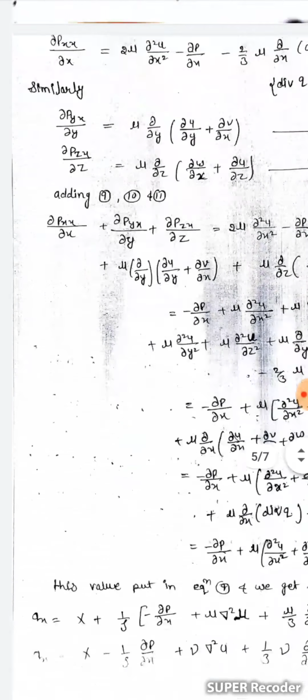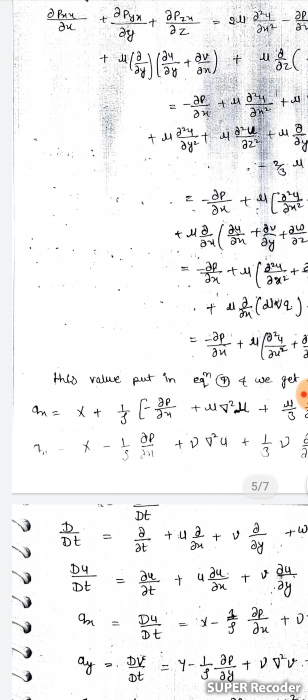We can also note that d by dt stands for the material derivative, and the material derivative d by dt is equal to delta by delta t plus u del by del x plus v del by del y plus w del by del z. Similarly, d by dt of u is equal to delta u by delta t plus u del u by del x plus v del u by del y plus w del u by del z.